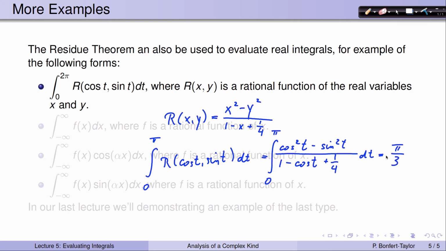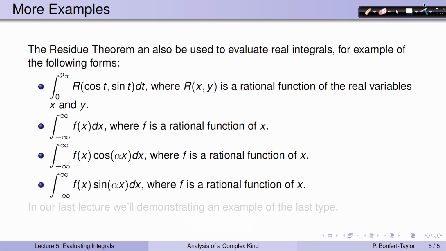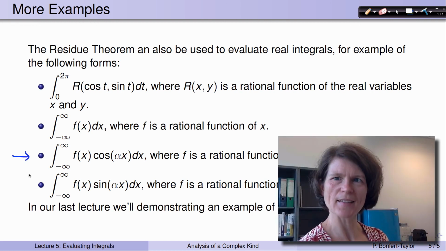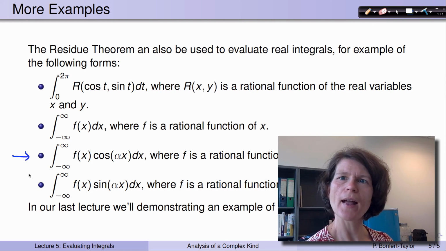Other examples are integrals of rational functions, integrals of a rational function times cosine of alpha x, and integrals of a rational function times sine of alpha x. In the next and last lecture, I will demonstrate for you how to find an integral of this last type. I will evaluate an integral from minus infinity to infinity of a rational function times cosine of alpha x.